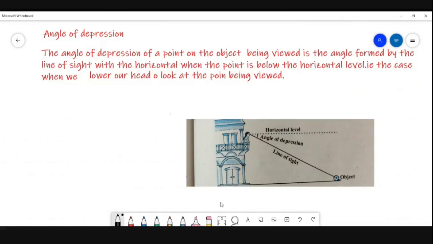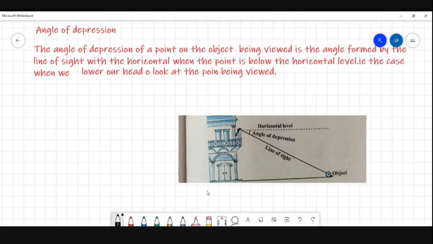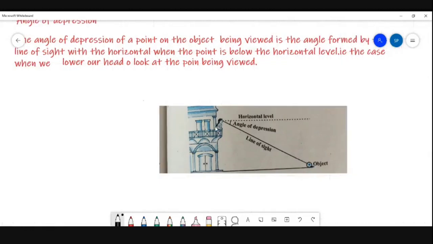Suppose, see in the figure, a person is standing on the top of the building. Here we can see the horizontal line, then this is called the line of sight, that is the line drawn from the eye to the object which is on the ground. Here an angle is formed when she lowers her head to look at the object down. So this is known as the angle of depression.